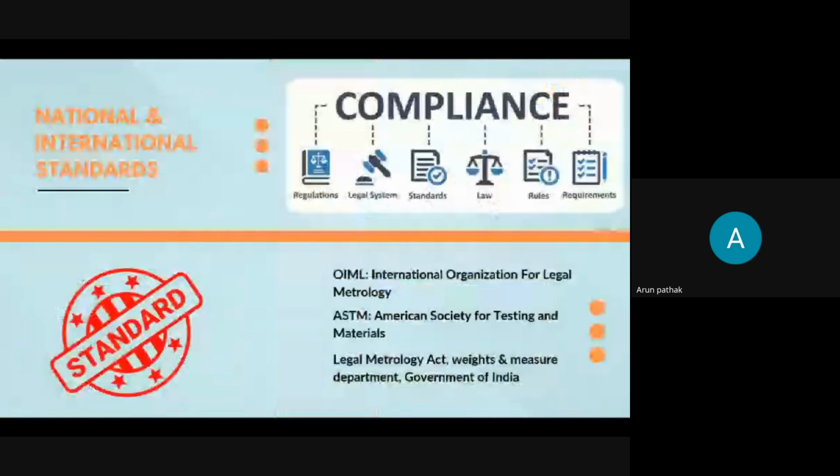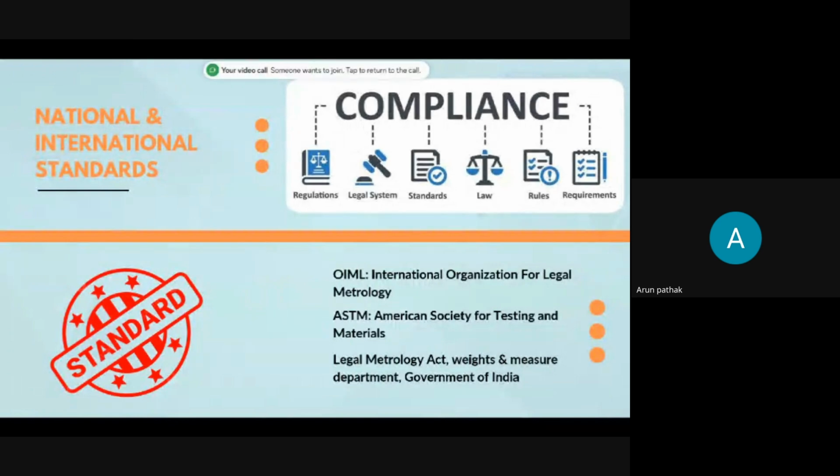So now we will discuss the national and international standards. Basically, there are three standards that we have included in today's webinar, and we will discuss two of them, which are widely used throughout the globe, in detail. So first one is OIML.